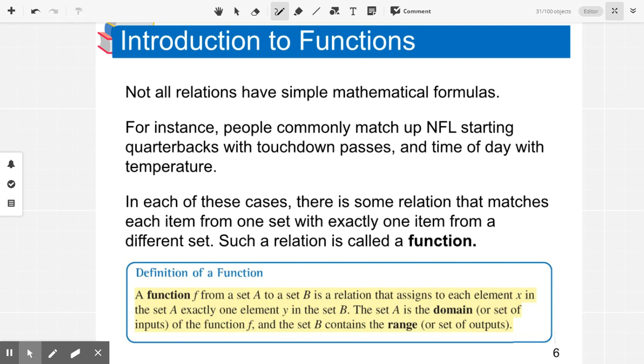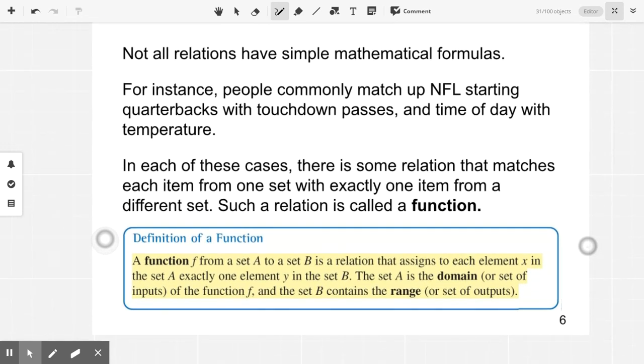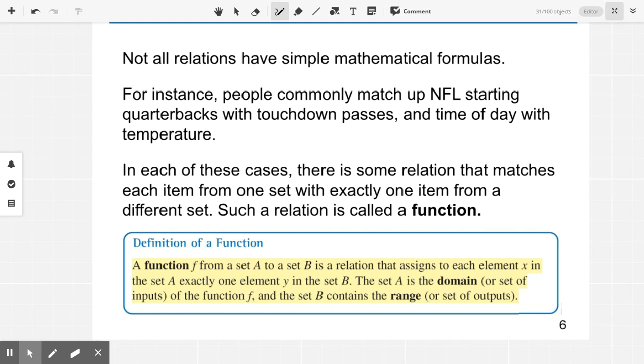In each of these cases, there is some relation that matches each item from one set with exactly one item from a different set. Such a relation is called a function. So this is what we're going to look at today, a function. Here's the definition, and then I'll give you a little simpler explanation. A function f from a set A to a set B is a relation that assigns to each element x in the set A exactly one element y in the set B. The set A is the domain or set of inputs of the function, and the set B contains the range or set of outputs.